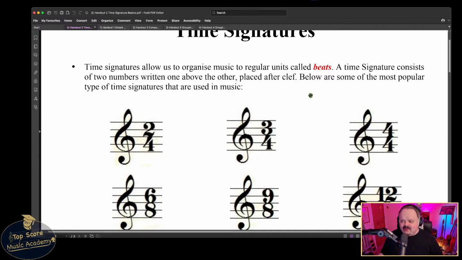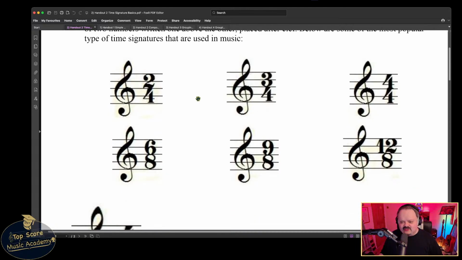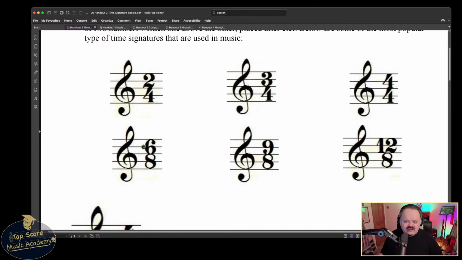Okay, so a time signature consists of two numbers, one written above the other, placed after the clef, always after. Below are some of the most popular types of time signatures that are used in music: 2/4, 3/4, 4/4, 6/8, 9/8, 12/8. If you're learning trad music, these 2/4s are all your polkas, your marches. Your 3/4s are like your waltzes and mazurkas.